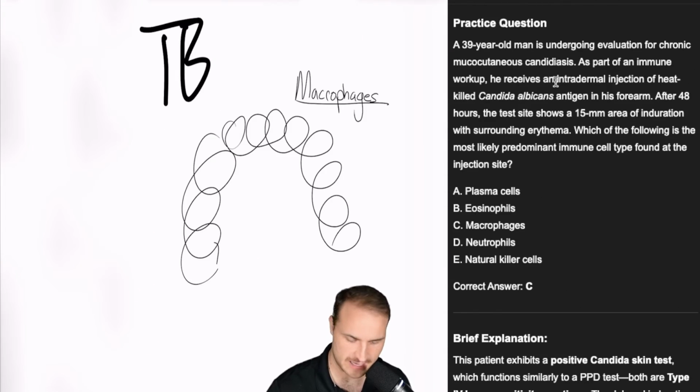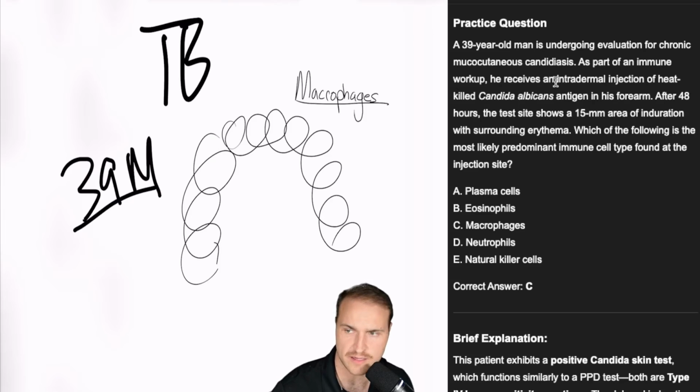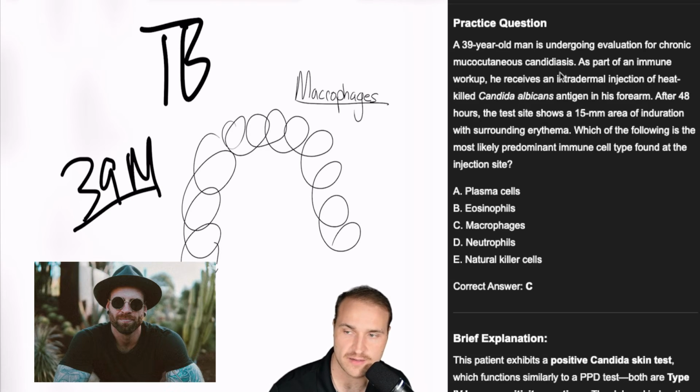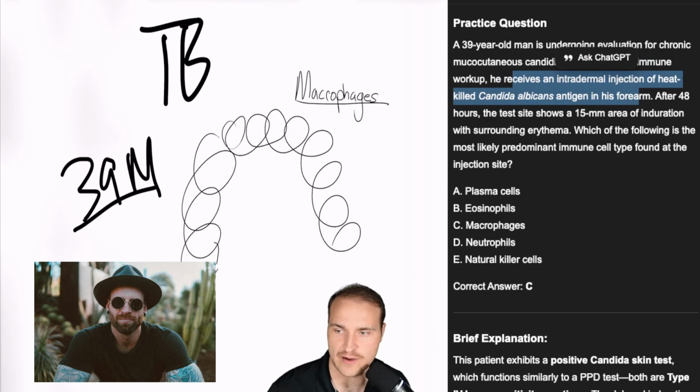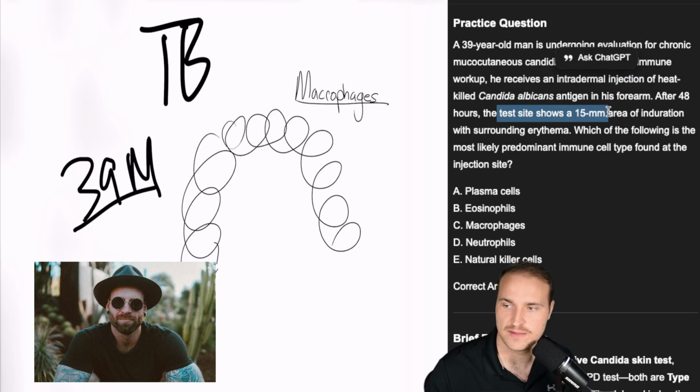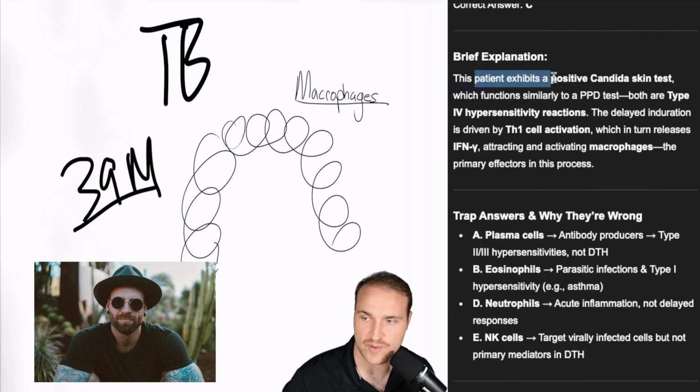For this next question, we have a 39-year-old male undergoing evaluation for chronic mucocutaneous candidiasis. As part of the immune workup, he receives intradermal injection of heat-killed Candida. After 48 hours, a test site shows 15 millimeters area of induration with surrounding erythema. Which of the following is most likely the predominant immune cell type at the injection site? The answer is macrophages. So here we have a positive Candida skin test, very similar to a PPD test.